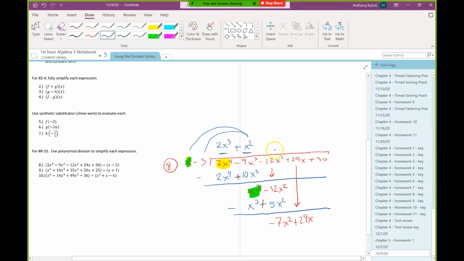And then we'll go back to the top and ask ourselves, how many times does x go into negative 7x squared? Well, that would be negative 7x, because negative 7x times x gives me negative 7x squared. So I'll multiply that to both parts of the divisor. So we get negative 7x squared plus 35x. And then we'll subtract down.